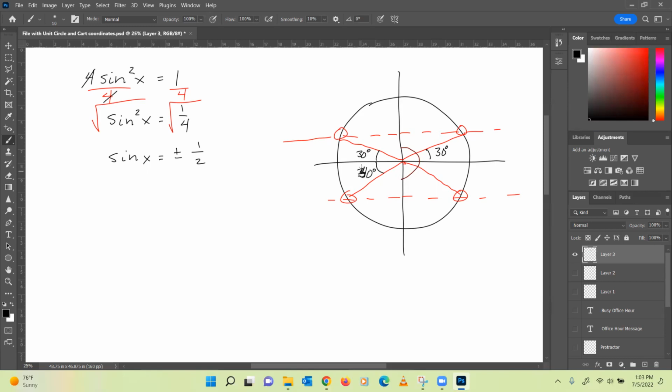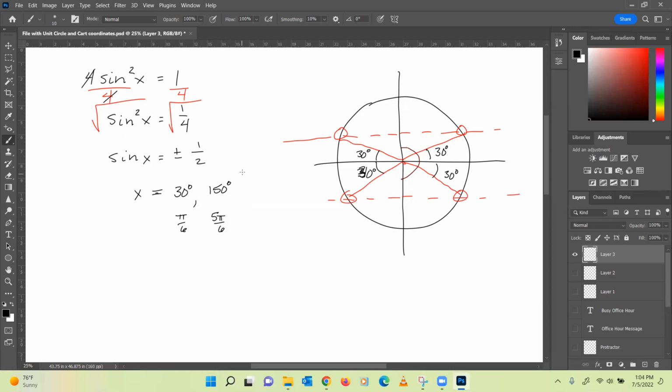I wrote 40 because I said 4, that's what it is. All right, so my answer would be the 30 degrees, or pi over 6. It would be 150 degrees, which is 5 pi over 6.